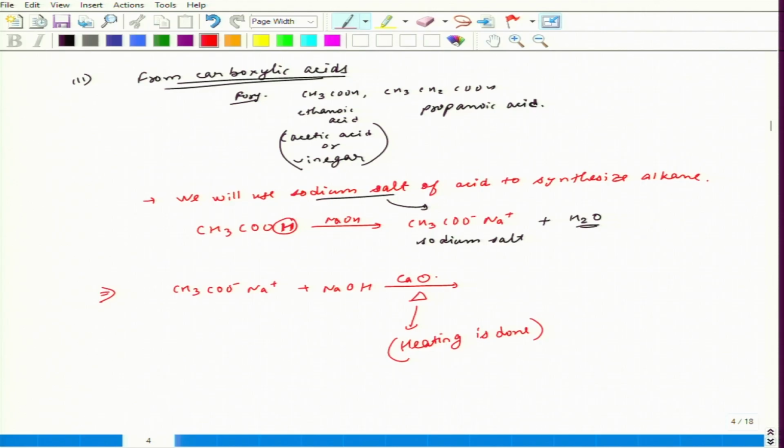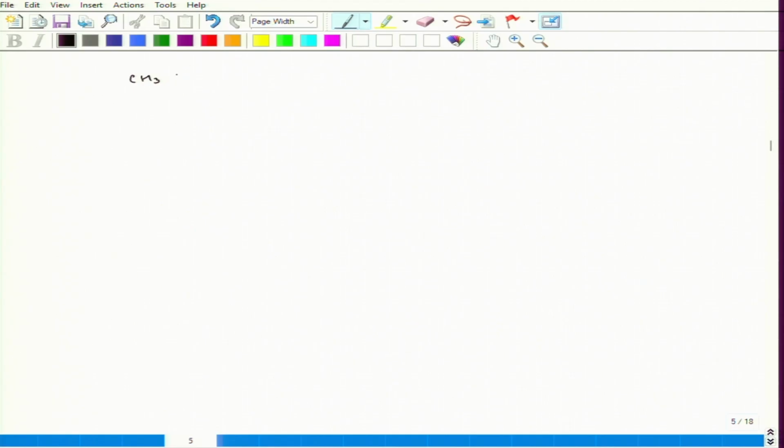Okay. So, what happens in this case? We will lose a carbon dioxide and form a methane molecule, and this carbon dioxide will react with sodium and form Na2CO3. Now, how is this reaction actually taking place? Let us discuss that. What are we adding? We are adding NaOH and calcium oxide. Okay.